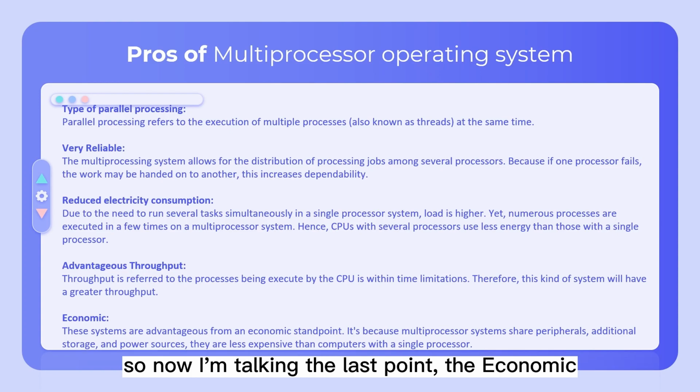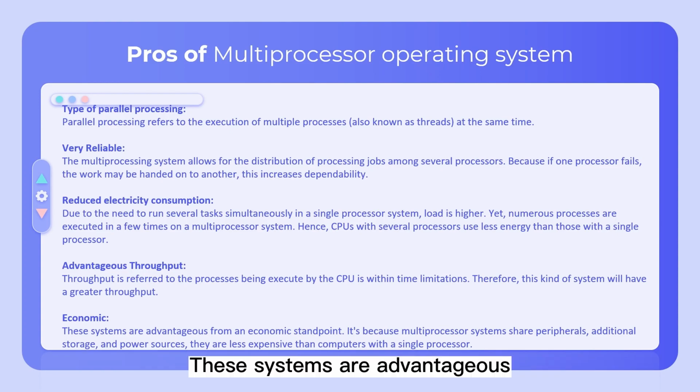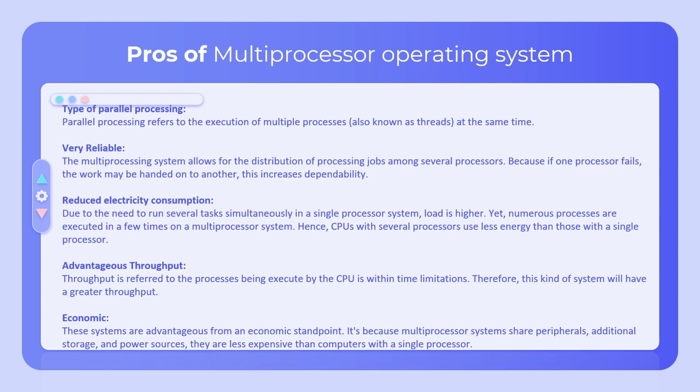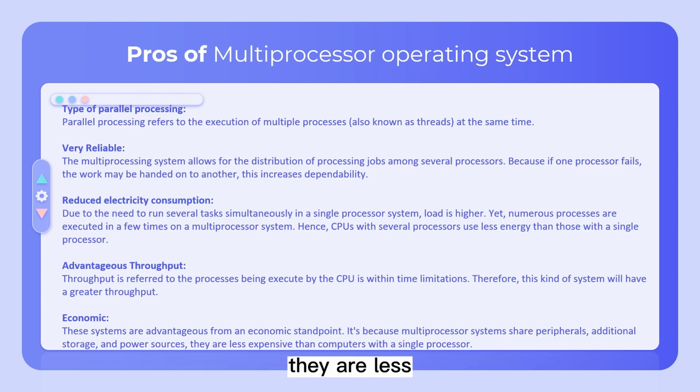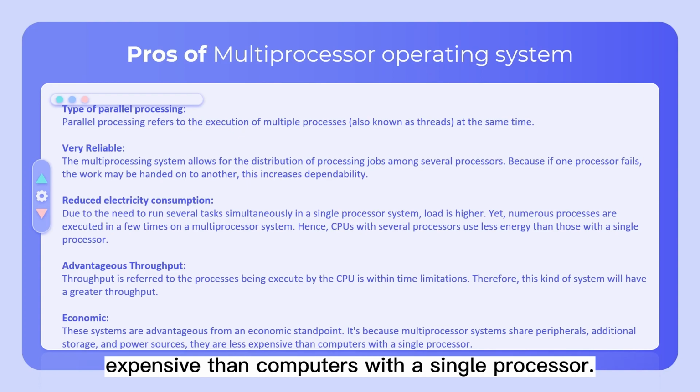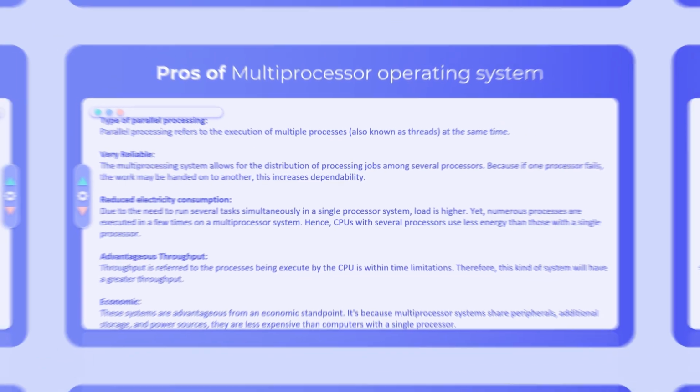So I'm talking about the last point, the economy. These systems are advantageous from the economic standpoint. It's because the multi-processor system can share the peripherals, additional storage and the power sources. They are less expensive than computers with a single processor.